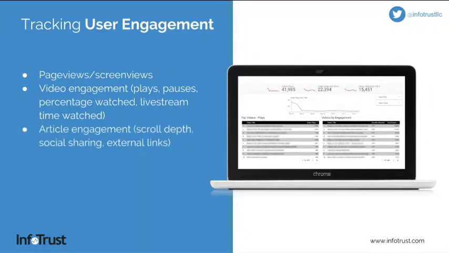Same thing with article engagement. Maybe they want to track the scroll depth on an article to see, are people actually reading this article, or are they opening it up and just moving on. Social sharing aspects, external links within the articles, if you want to track that, those are all additional hits that are going to be billed to you at the end of the month.